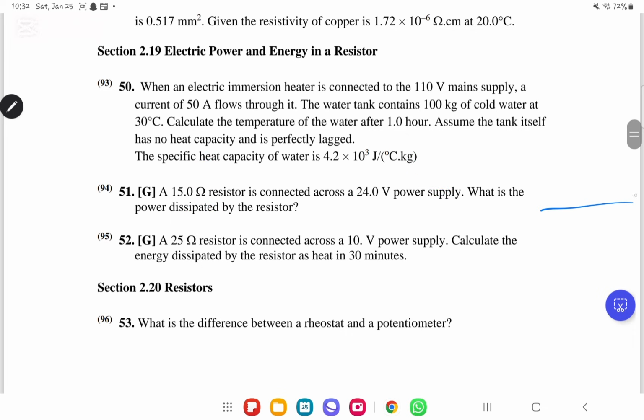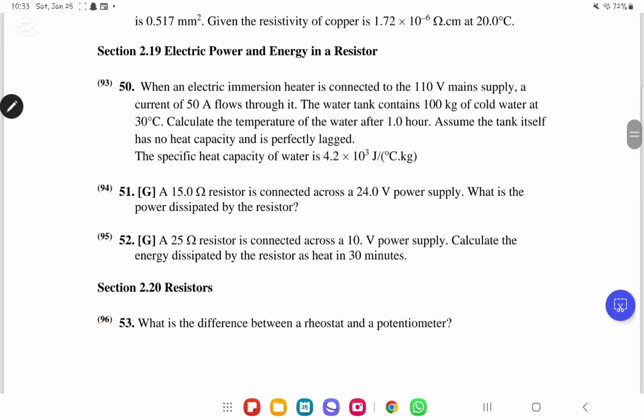Or you could memorize that the power is equal to the voltage squared divided by resistance. So voltage is 24. So then it becomes 24 squared divided by the resistance, which is 15, and we will get the same answer, which is 38.4. Okay, so that is the question finished.